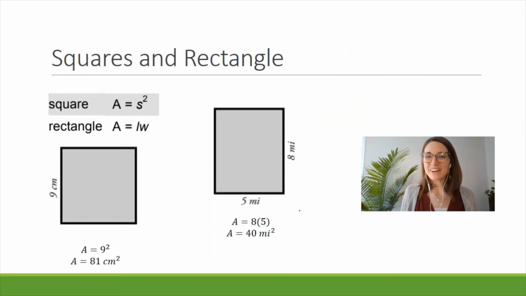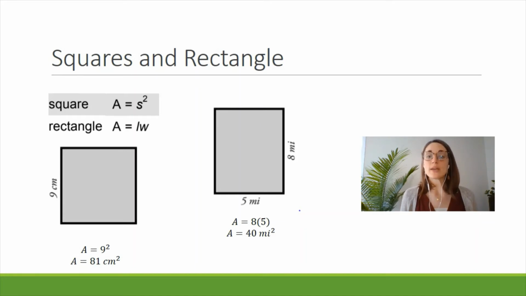Let's begin our area journey with squares and rectangles. A square is a 4-sided shape, and all the sides have the same length, and all of its corners make right angles or 90-degree angles. The square here is labeled with one side as 9 centimeters, but none of the other sides are labeled. And that's okay, because we only need one side's length to know what all the sides are, since all the sides are equal.